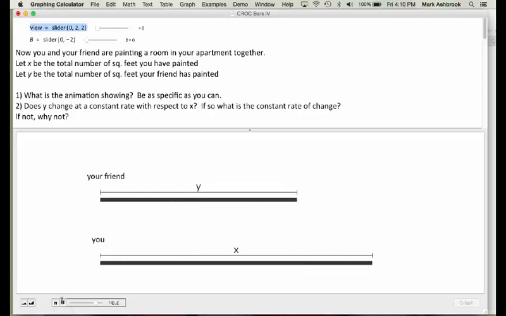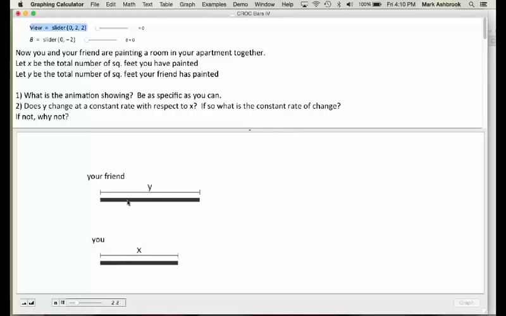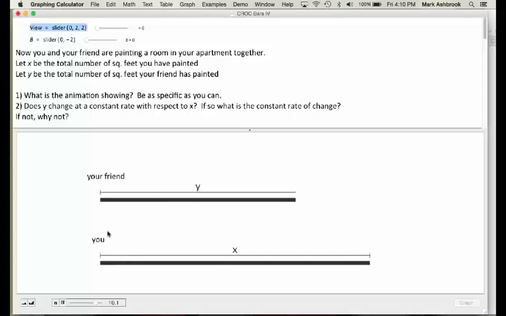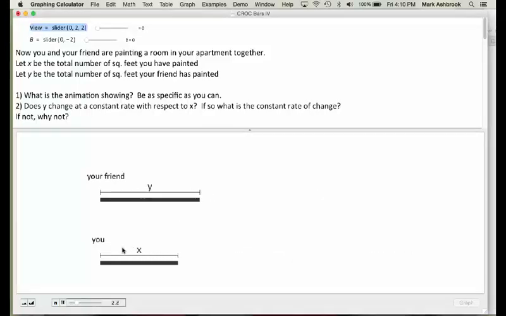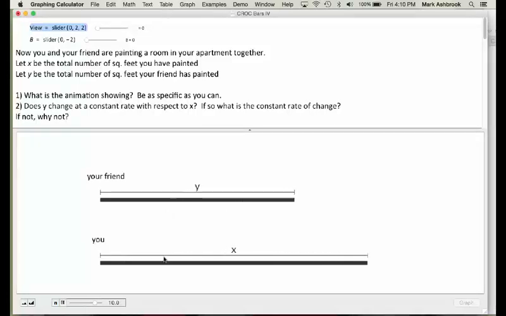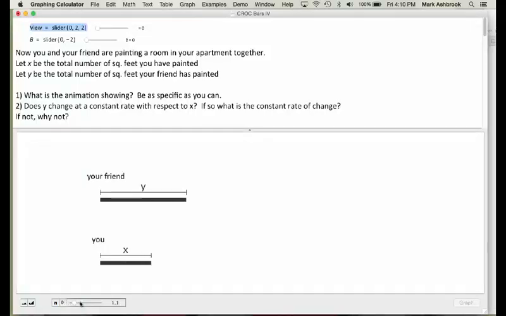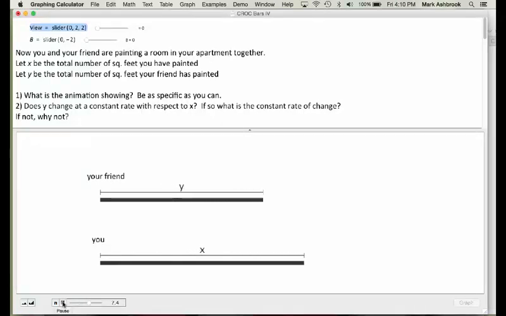Now, how is this animation different? Well, for one, this now is showing the total amount painted. The previous animation showed corresponding values of changes in amount painted. Now we're showing the total amount painted. So if I could freeze this here at the beginning, it's showing that when this situation starts, you have painted less, maybe a half or a third of what your friend has painted. But then as you start painting together, you overtake your friend in total amount painted.